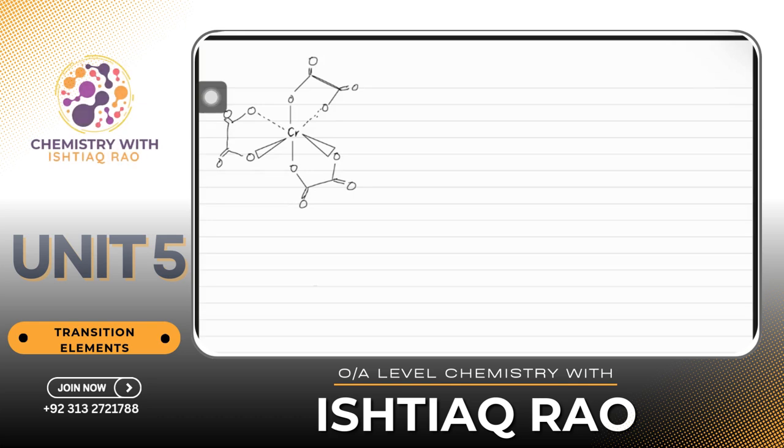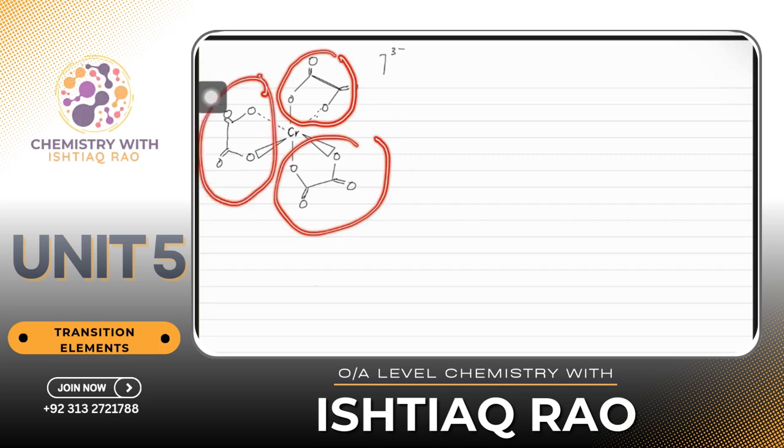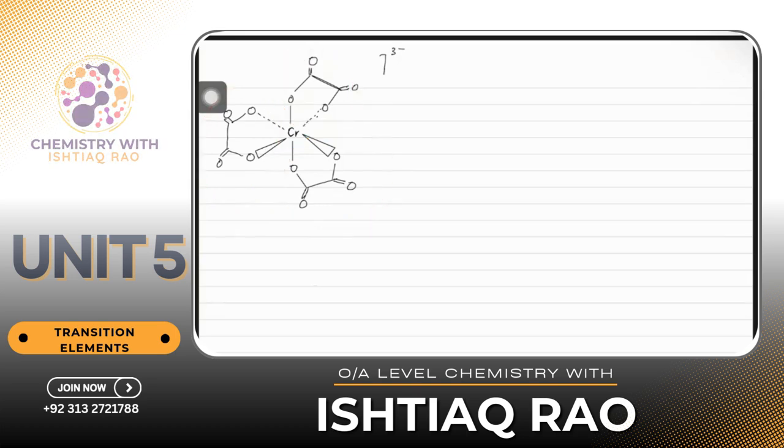By the way, the overall charge is -3. I want to show you here that we have three bidentate ligands. This is the first ligand that we have, this is the second ligand, and this is the third ligand. But they are forming six total dative bonds with the metal cation. So I would say that the geometry is octahedral.